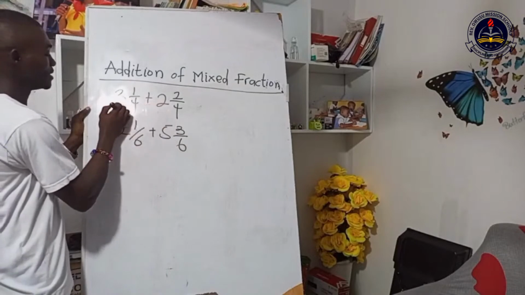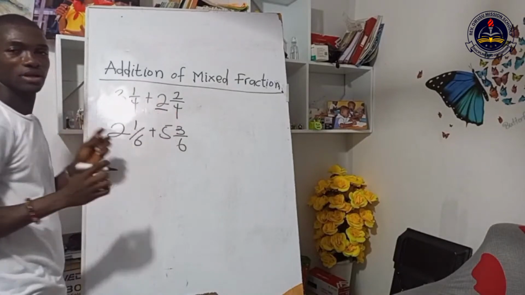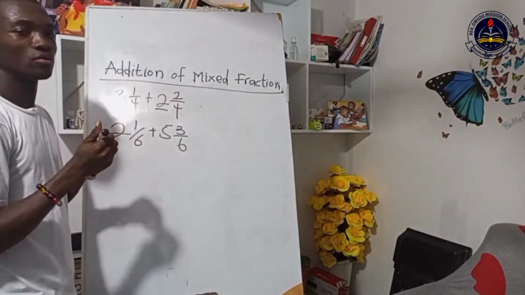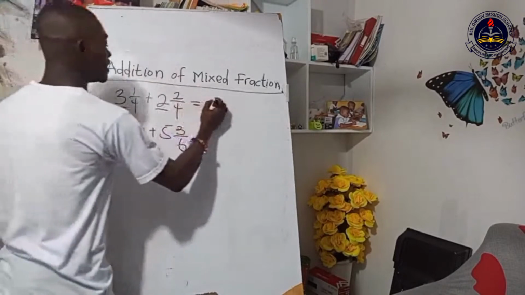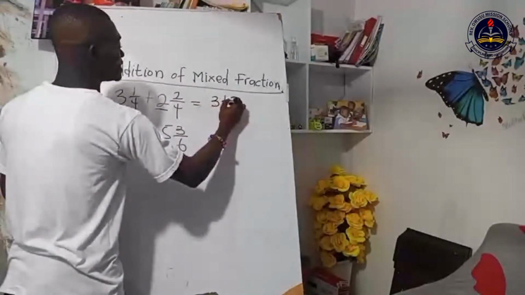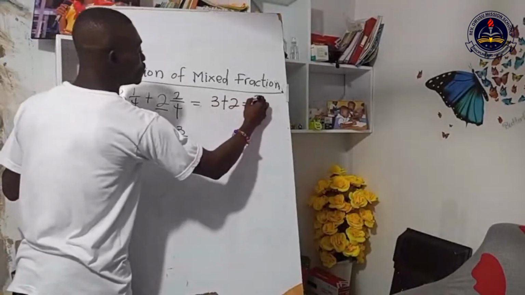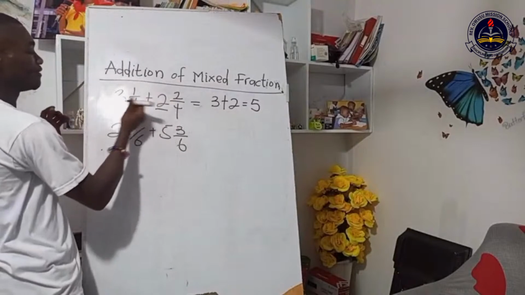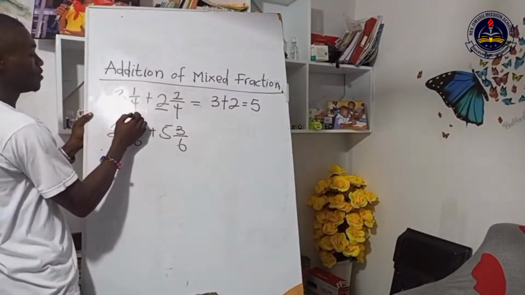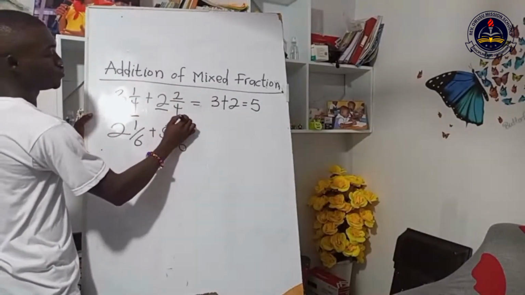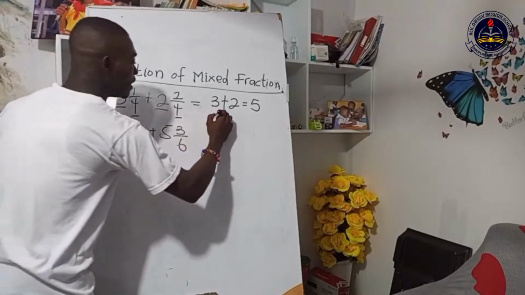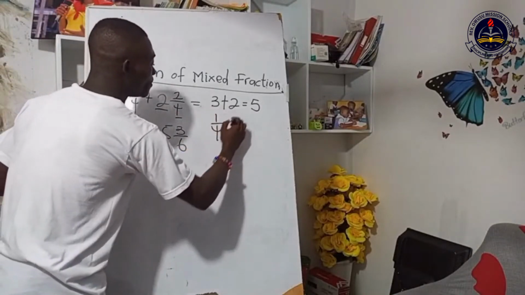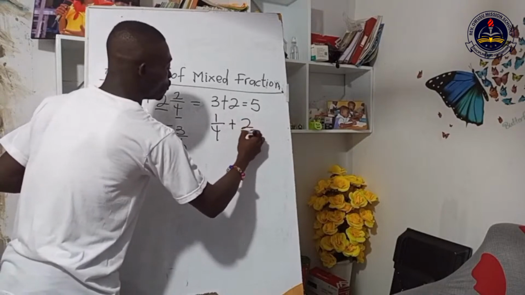The whole numbers here are 3 and 2. Then we add the two whole numbers. So this will give us 3 plus 2, which is equal to 5. Now we take our fractions that are left, which are 1 over 4 and 2 over 4. So our 1 over 4 plus 2 over 4.